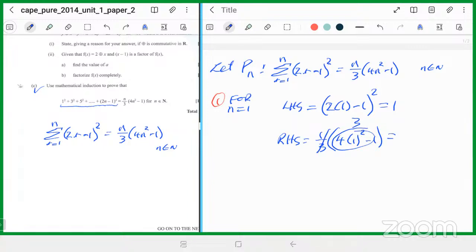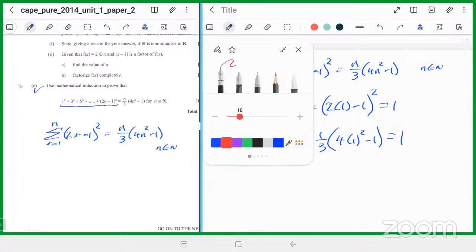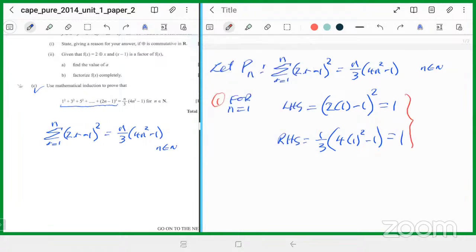Then the 1/3 of 3 is 1. So the right side is also 1. So the left side and the right side are the same for n equals 1. And therefore, the statement is true for n equals 1. So P1 is true. So you can write that here.